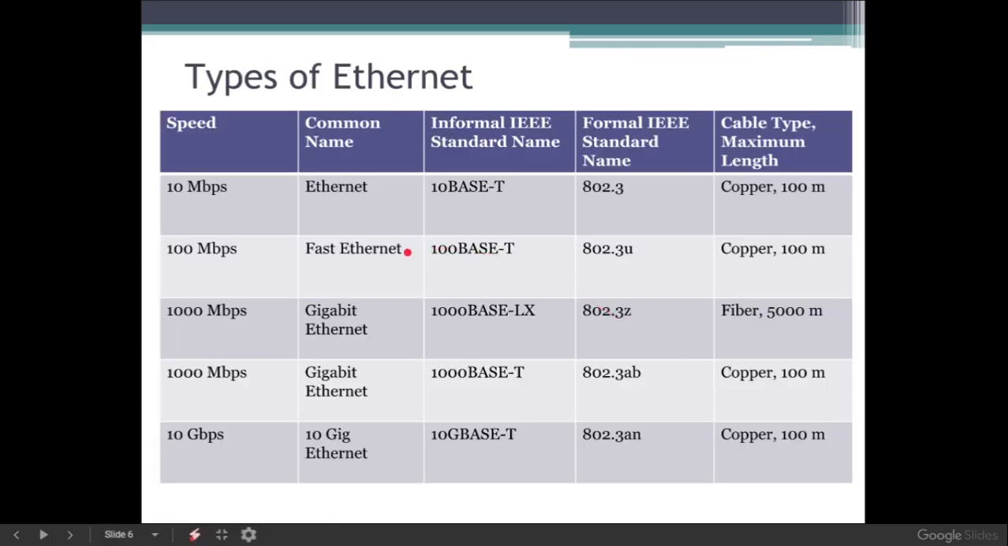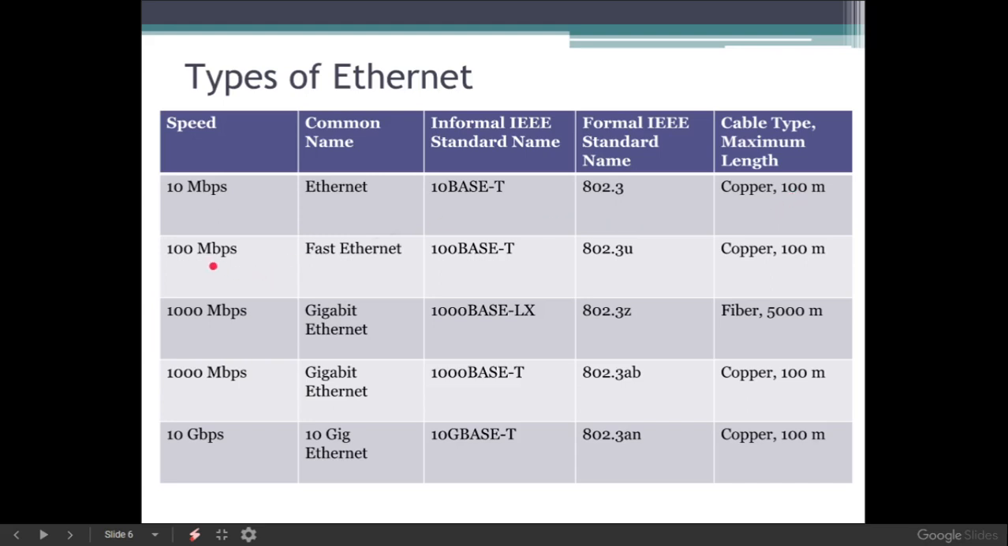All right, so the different types of protocols that we'll see in the network, and speeds. If we're looking at 10 megabits per second, the common name for 10 megabits per second is Ethernet. The IEEE standard is 10BASE-T. The actual name of the standard is 802.3. This type of network uses twisted pair cable, and it has a maximum segment length of 100 meters before we have to use another switch or hub. Right?